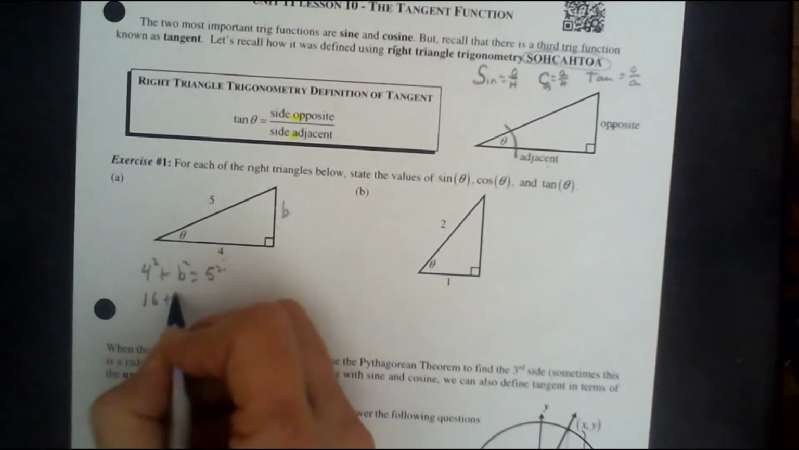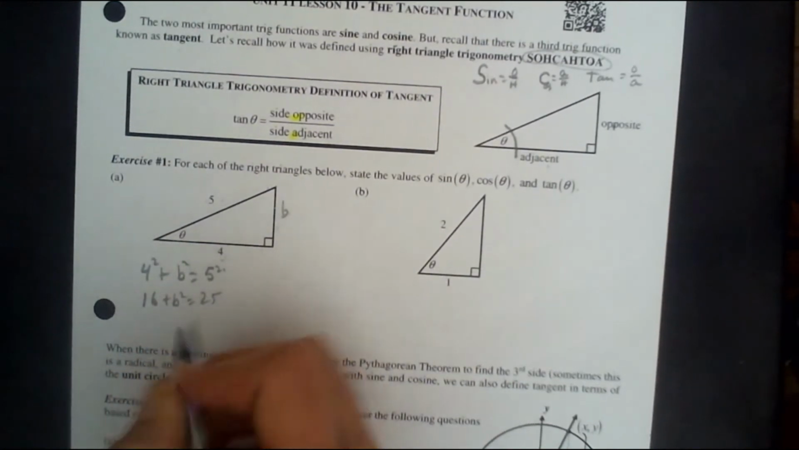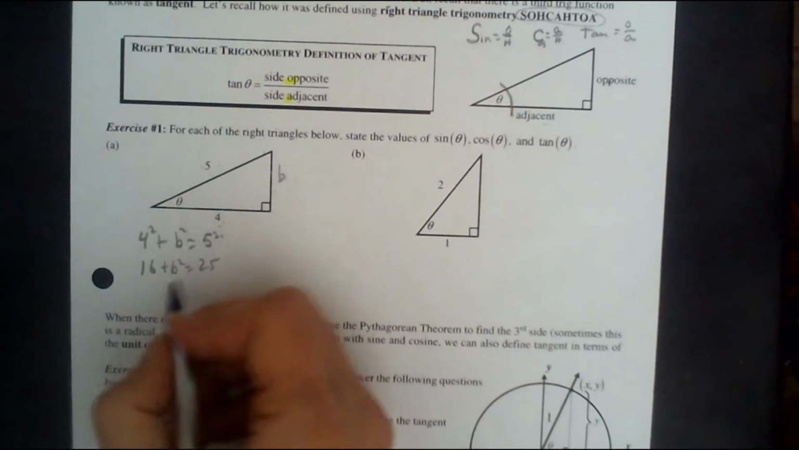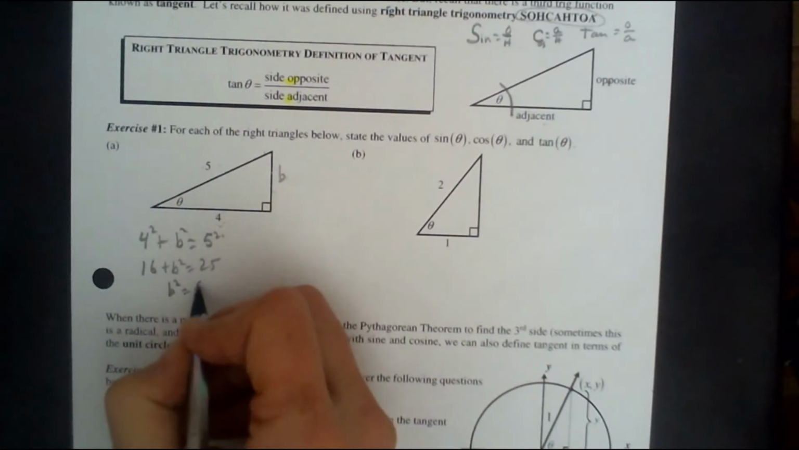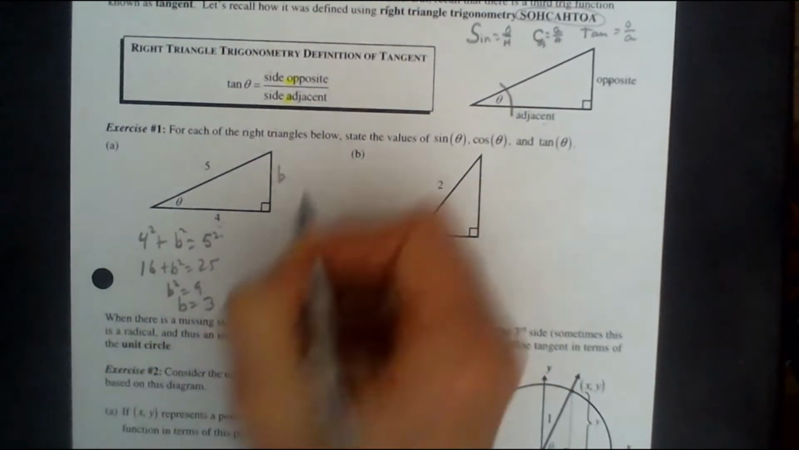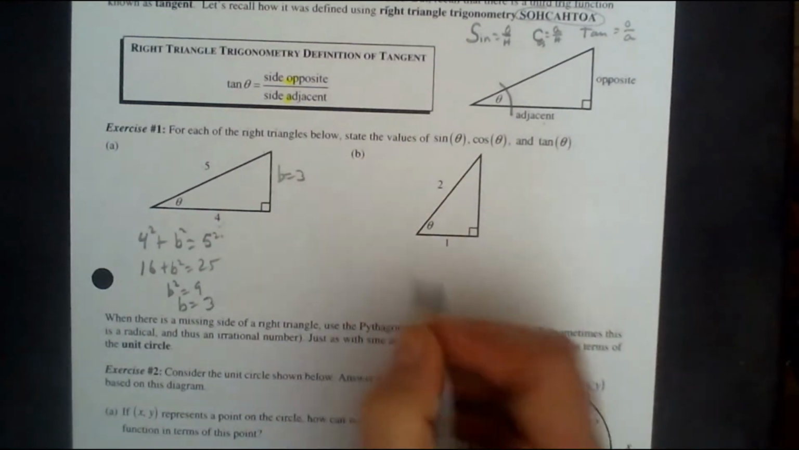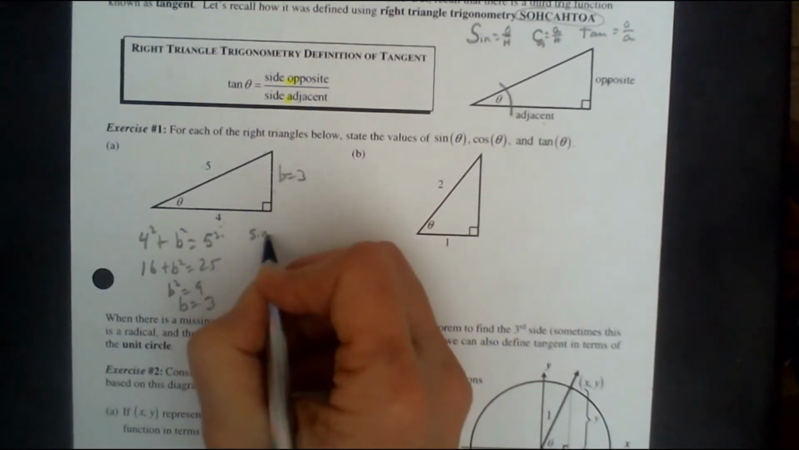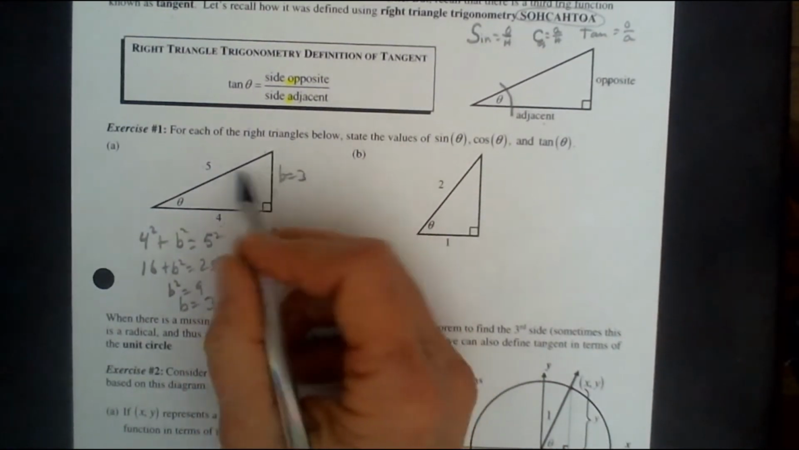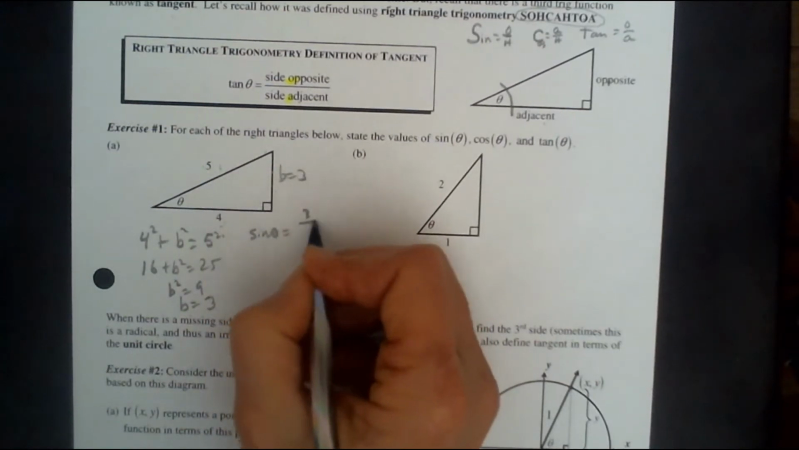So 16 plus b squared equals 25. Subtract 16 from each side. B squared is equal to 9, so b is equal to 3. So this b value is 3. So you can get the sine is opposite over hypotenuse, 3/5.